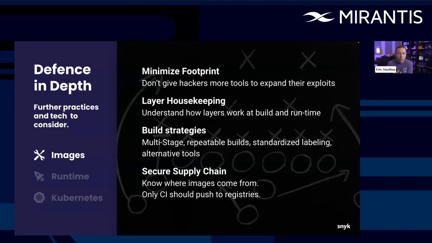By minimizing the footprint, you're not just saving on transmission speeds of the images and whatnot, but you're keeping tools that the hacker could use out of the image. So when I did the hack, curl was there. My app doesn't need curl, so it shouldn't be in there. The slim version of that image would not have had curl in there.